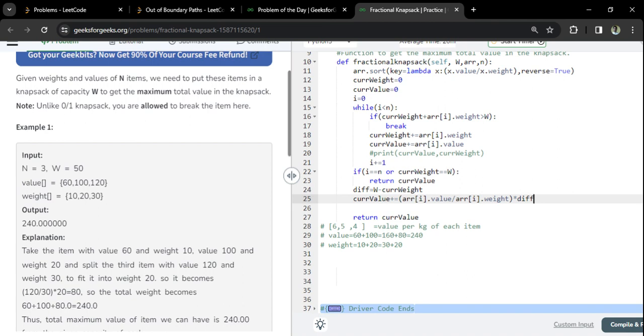Once I come out of the while loop, what do I do now? I have already calculated the diff. That means only this much kilos I can add for the ith item. First, I'm finding the value per kg, and I'm multiplying it with the diff. As simple as that. Find the value per kg and multiply it with diff kgs, add that value to the current value, and finally return the current value.